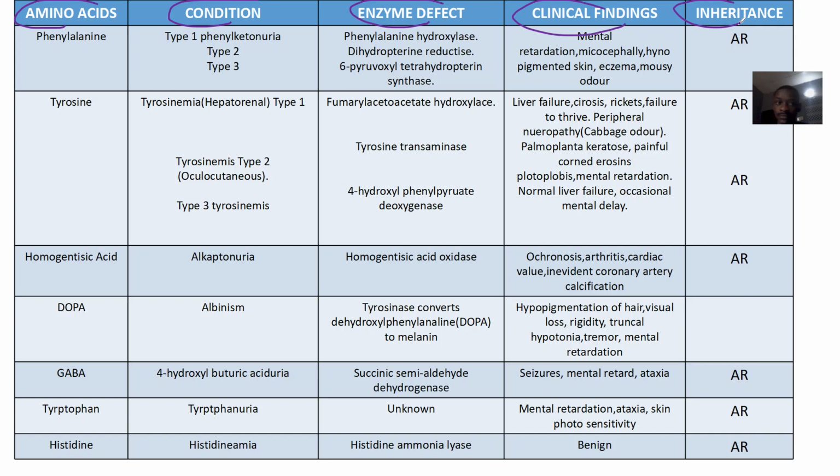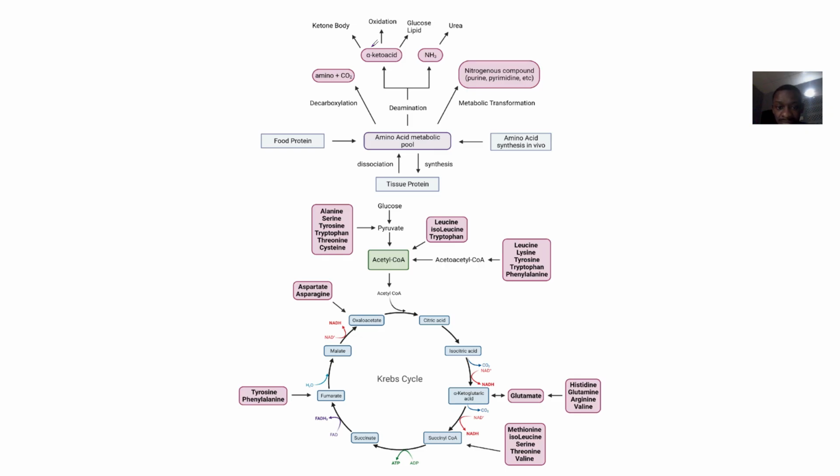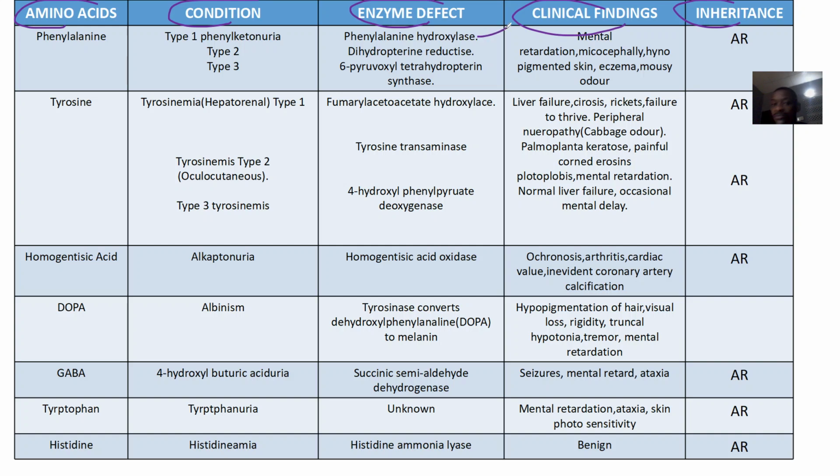So for phenylalanine, you can have phenylketonuria, type 1, type 2, type 3. The enzyme that is defective in type 1 is phenylalanine hydroxylase. Then dihydropteridine reductase in type 2. The clinical presentation is mostly mental retardation, microcephaly, pigmented skin, eczema, and mousy odor.